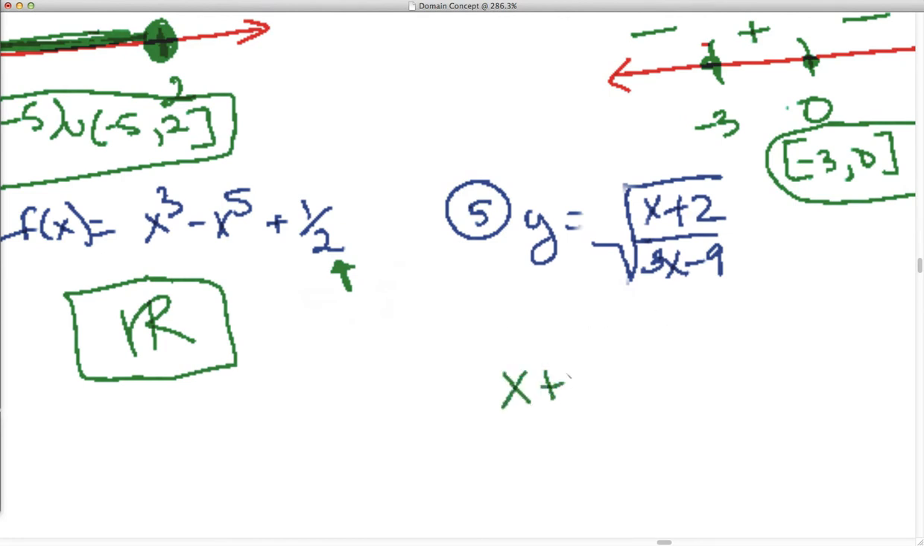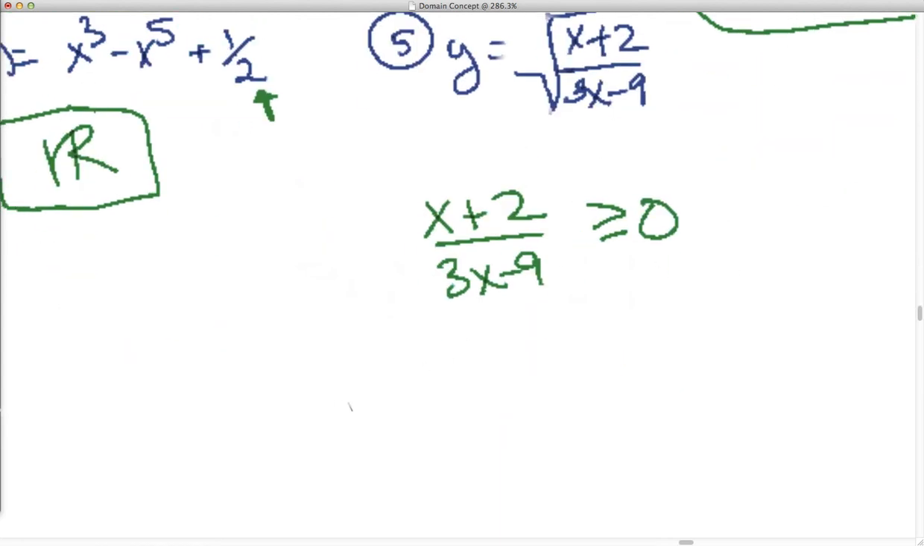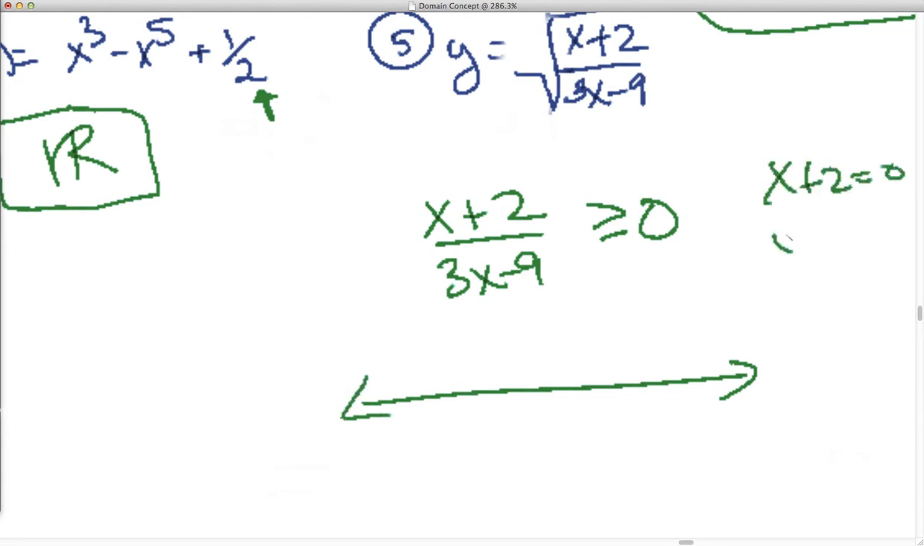So we set whatever's underneath the radical. Notice the whole fraction is in the radical. So you set it greater than or equal to 0. And then you're going to get 2 cut points of -2. You set x plus 2 equal to 0. And then 3x minus 9.